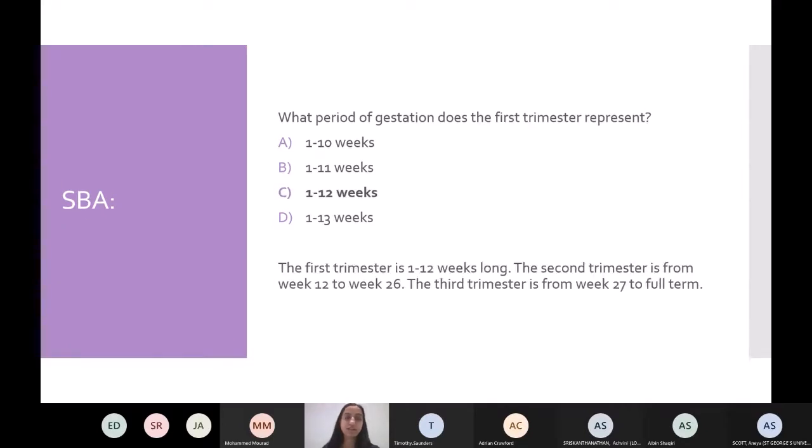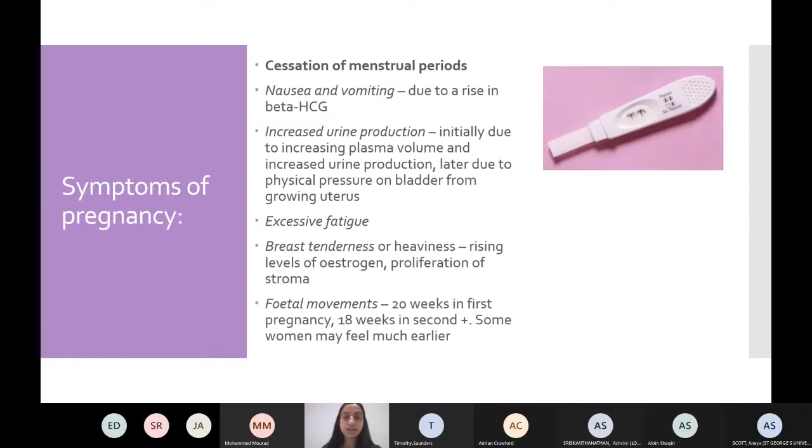So first trimester is 1 to 12 weeks, second is 12 to 26, and third is 27 to full term. So full term would be 37 to 42 weeks. So thinking about the symptoms of pregnancy, so we would initially think that the periods would stop because we're not having the menstrual cycle happening anymore.